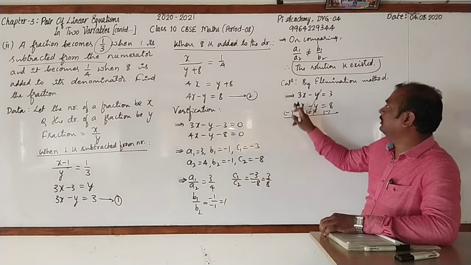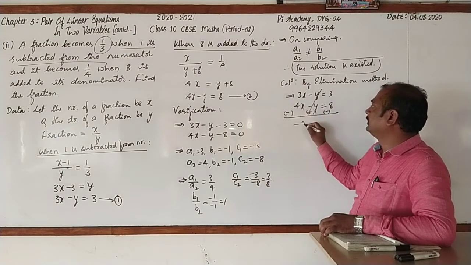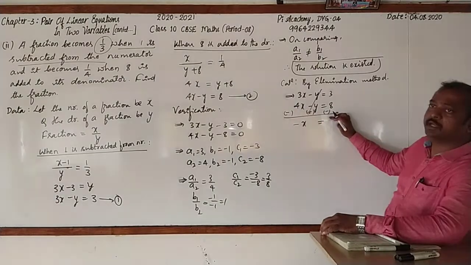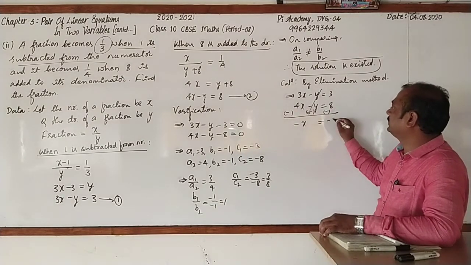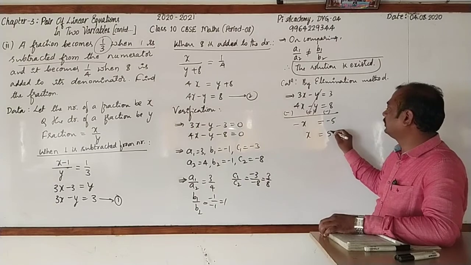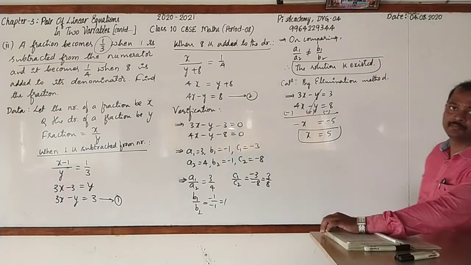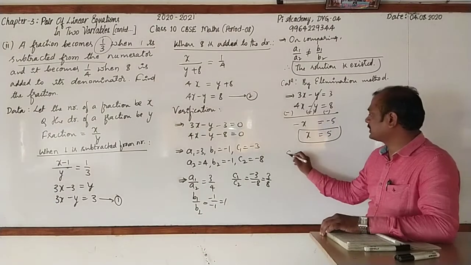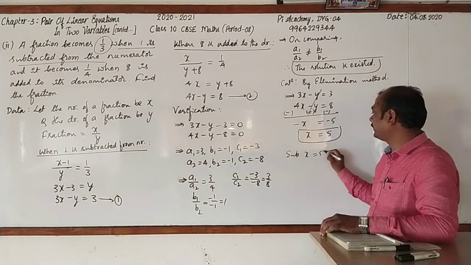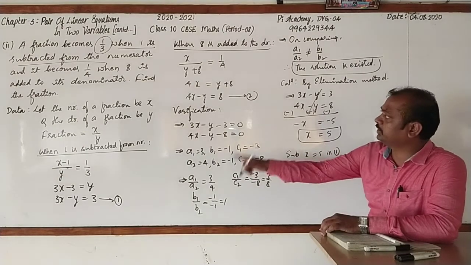These two get cancelled. What is 3x minus 4x? It is minus x. X minus 8, 3 minus 8. This is minus 5. X equal to plus 5. Got it? Then substitute x equal to 5 in any one of the two equations.